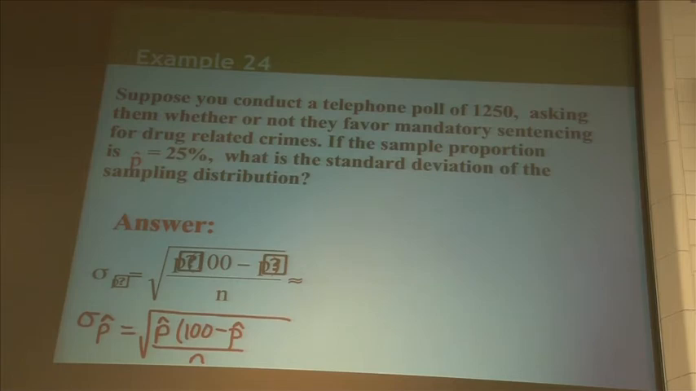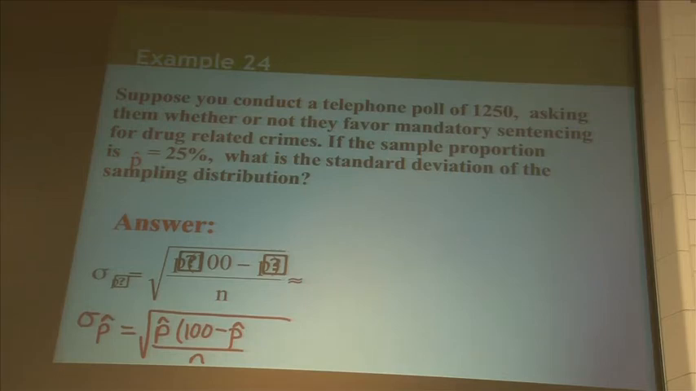So let's do an example. Let's apply this formula. Suppose we talk to 1,250 people, ask them whether or not they favor mandatory sentencing for drug-related crimes. Our sample proportion from our lovely poll was p hat is 25%. Find the standard deviation of the sampling distribution. All right. So all we do, plug straight in.